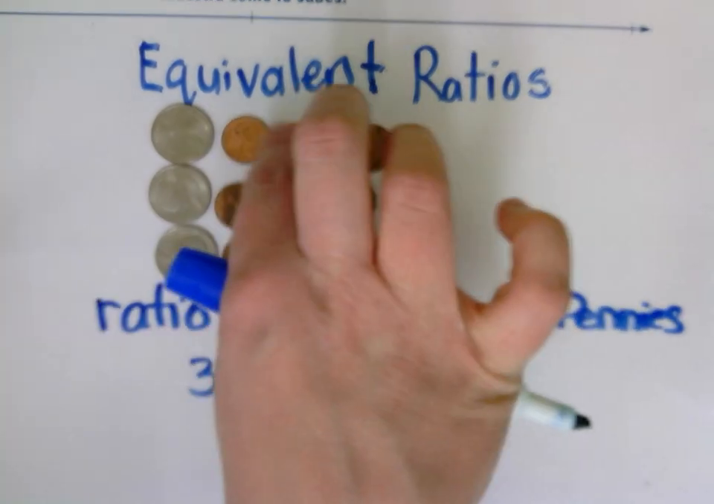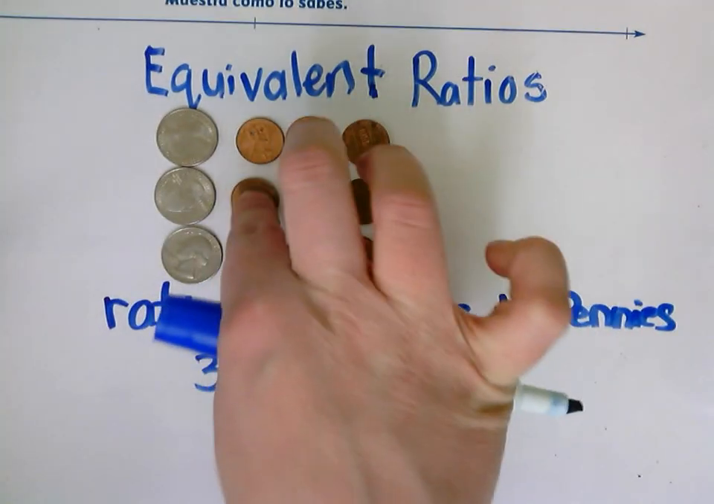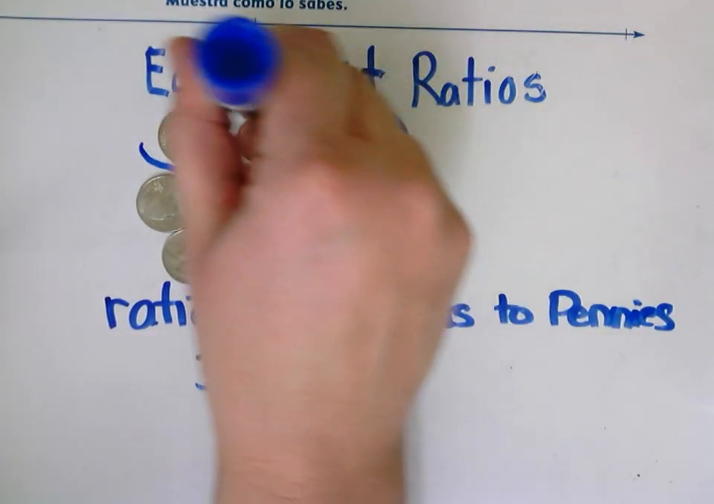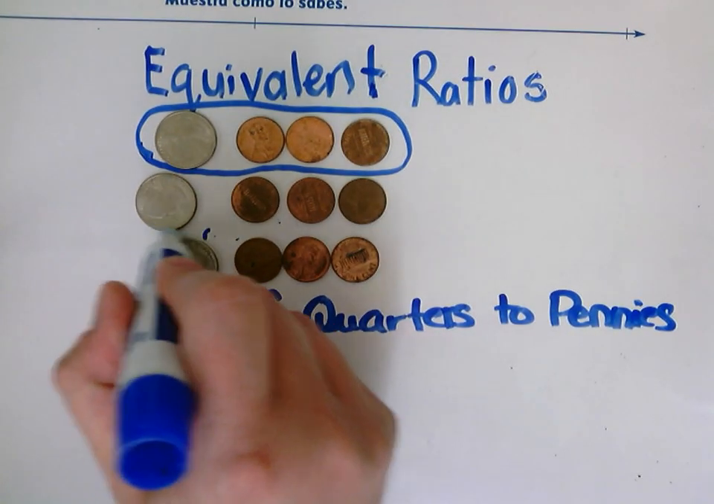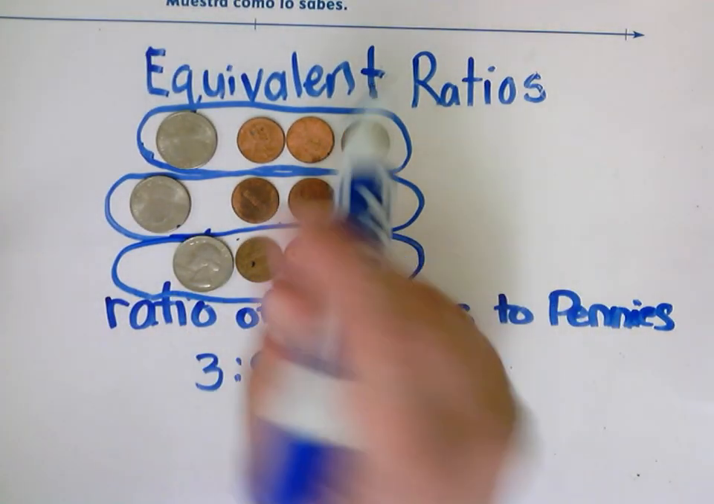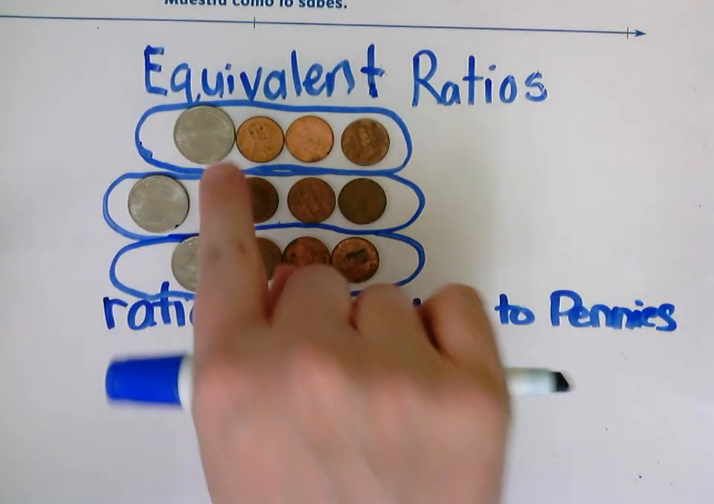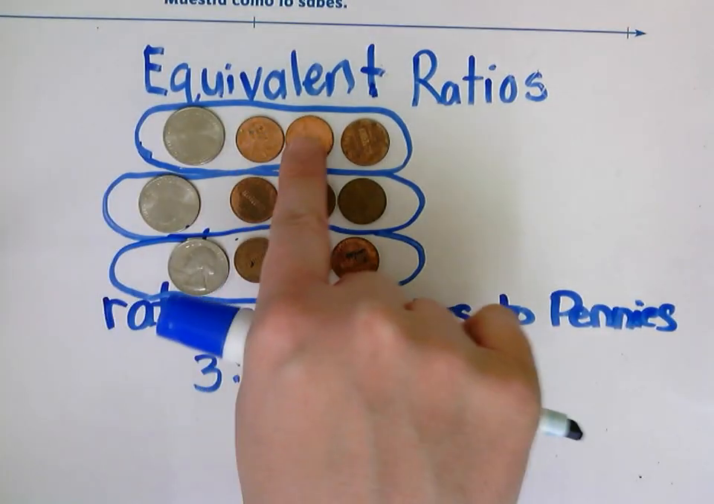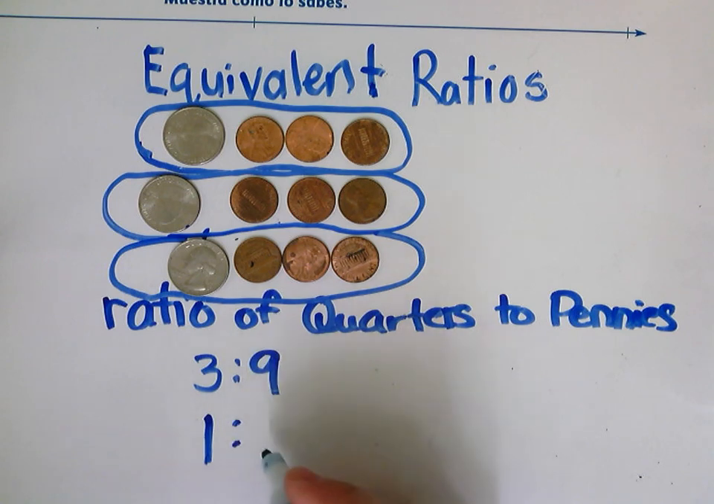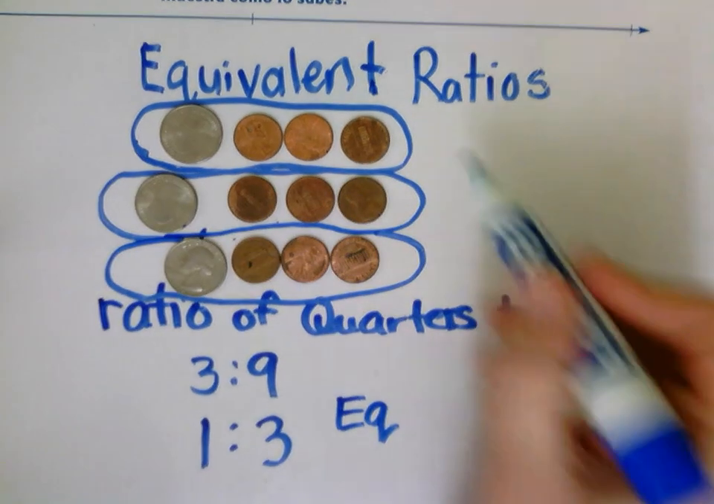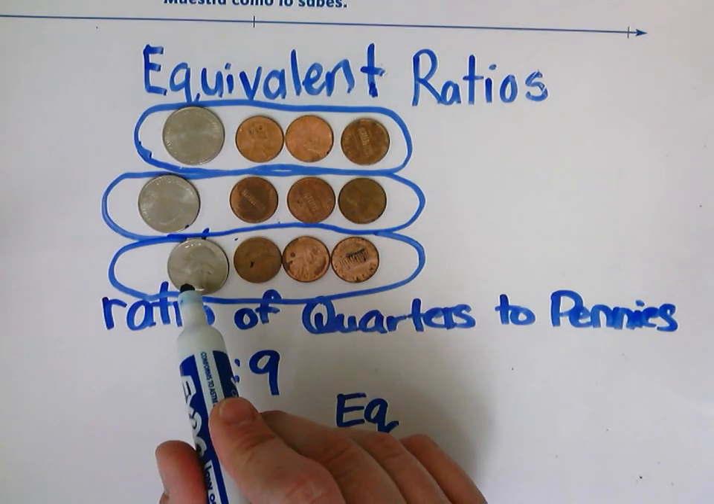But if you see, when I reorganize them, my 3 quarters to my 9 pennies, you can see I have some equal groups. Here I have 1 quarter for 3 pennies. Again, I have 1 quarter and 3 pennies, and here I have 1 quarter and 3 pennies. So I can actually write this ratio not only for every 3 quarters do I have 9 pennies, but also for every 1 quarter I have 3 pennies. So that's also a ratio. These two ratios are equivalent because they are describing the same relationship between the quarters and the pennies.